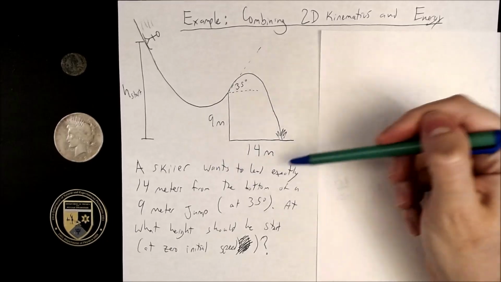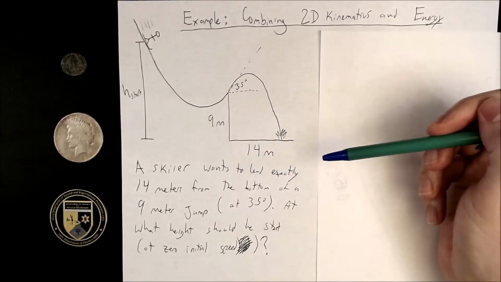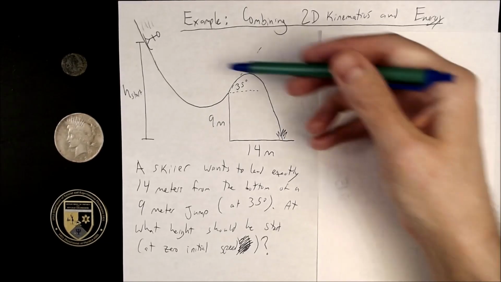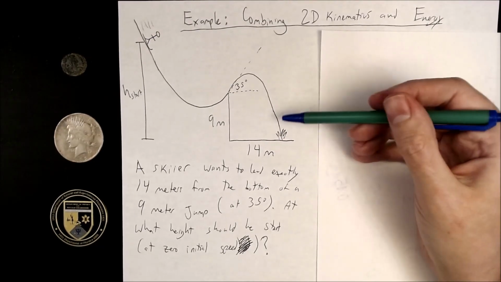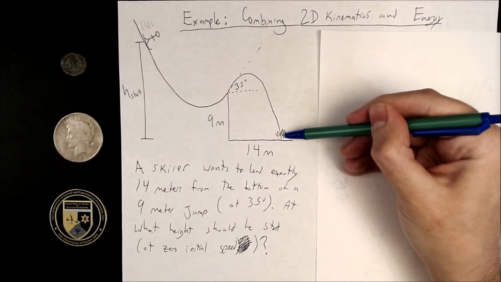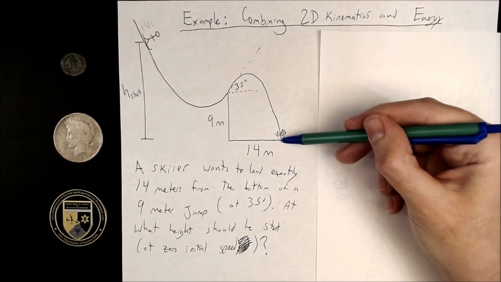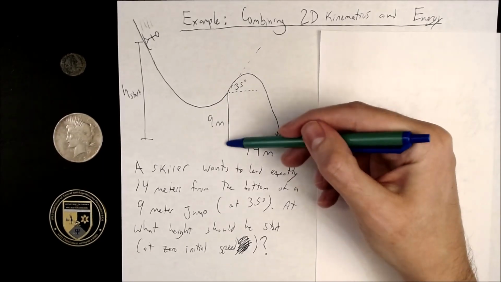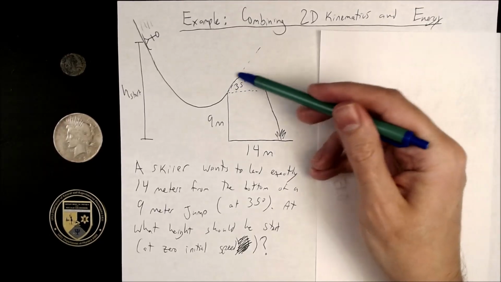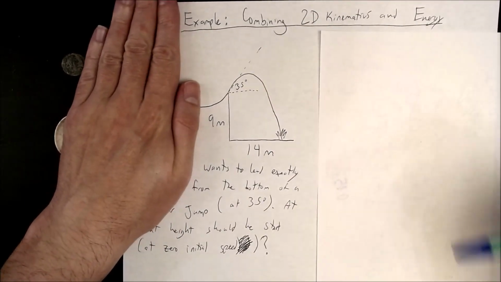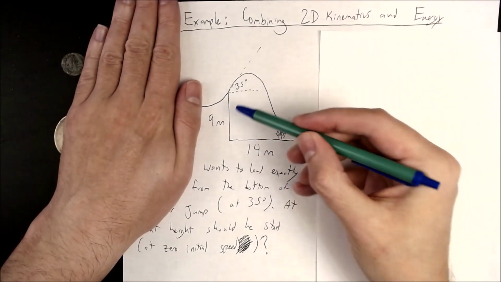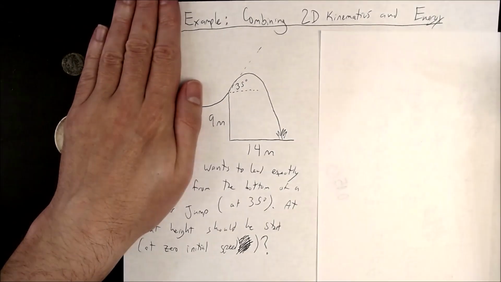We're really being given the final state of the problem. The skier does land there. Where did the skier begin? Okay, ignore all that. The skier ends there, 14 meters away from the end of the ramp. The ramp is 9 meters tall and it has an angle of 35 degrees. I'm just ignoring everything else. All I'm looking at is this ramp, that height, and that distance.